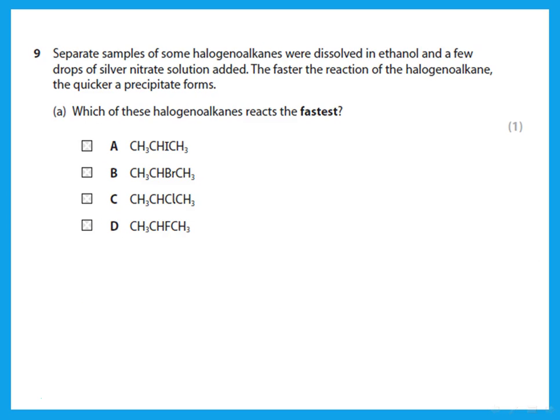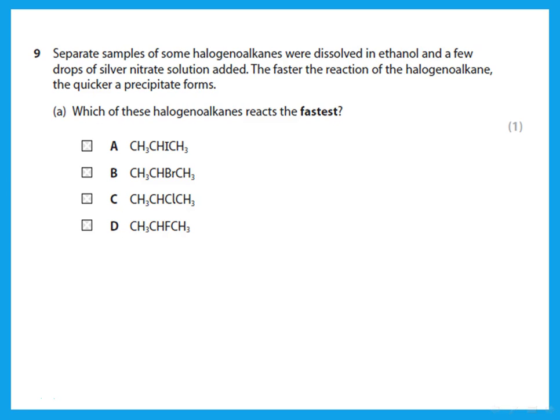Separate samples of some halogenoalkanes were dissolved in ethanol with a few drops of silver nitrate solution. The faster the reaction of the halogenoalkane, the quicker a precipitate forms. Which of these halogenoalkanes reacts the fastest? So he is asking, which of these reacts the fastest?